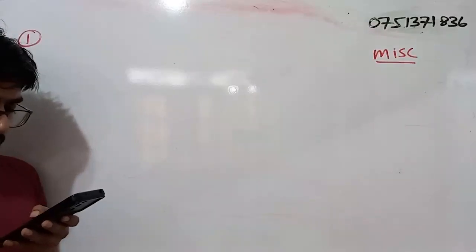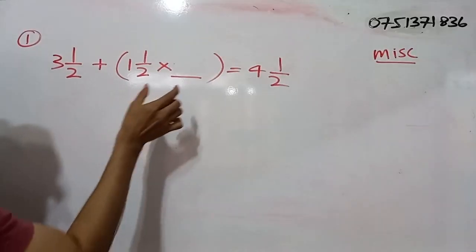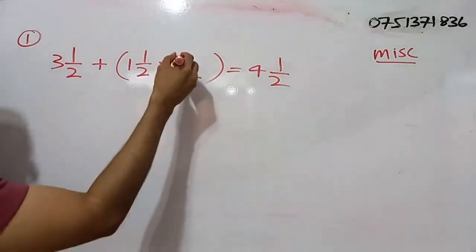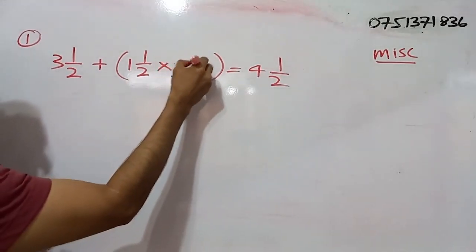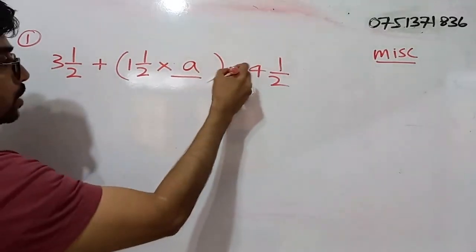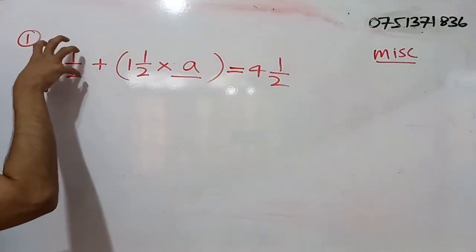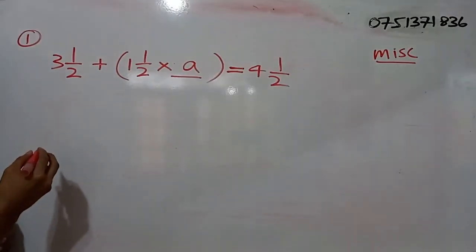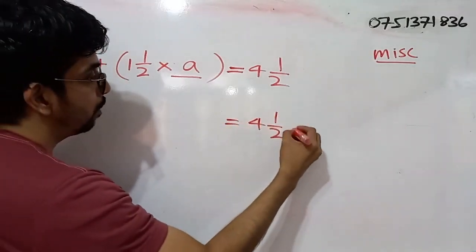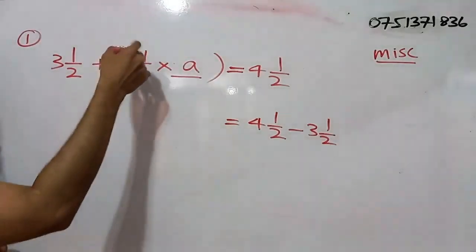Right. So now we will do the miscellaneous questions. Find the fraction suitable for the blank space. Right. So this is the gap, no? The space, right? So we will put a letter here. So we will put A here, right? So this is an equation, right? So what do we do? We will take this 3.5 to the other side. Okay? So this becomes what? 4.5 minus 3.5. What about here? 1.5 means what?